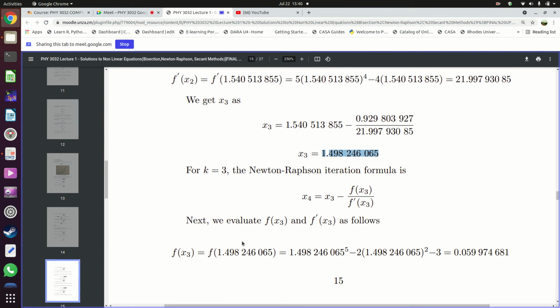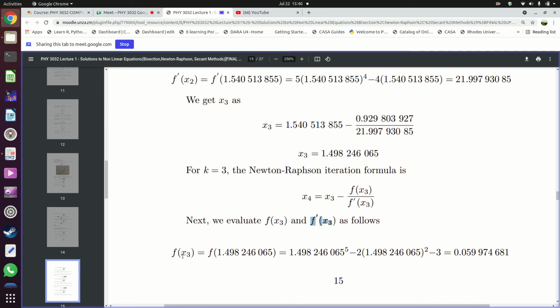Next, you can work it out. So we want to see how the whole thing goes. You work it out for k equals 3. Now for k equals 3, your Newton-Raphson method iteration formula becomes x4 is equal to x3 minus the value of the function at x3 divided by the value of the derivative at x3. What we have found out so far is that our x3 is this one. Then we need to find out what the value of the function is at x3 and what the value of the derivative is at x3.